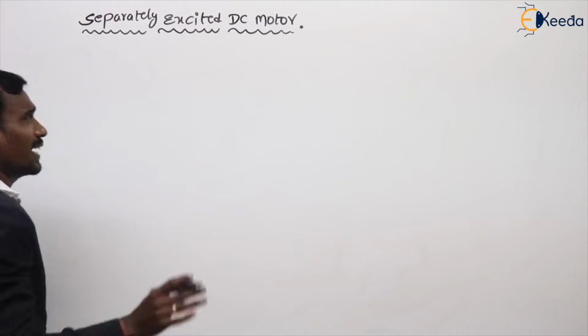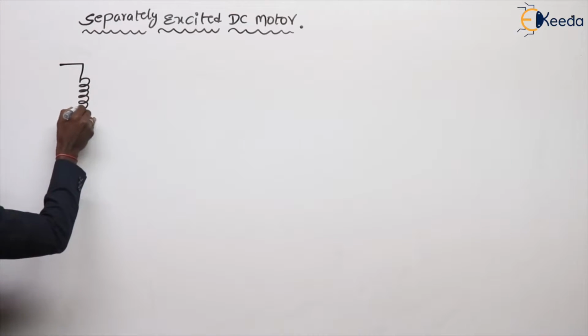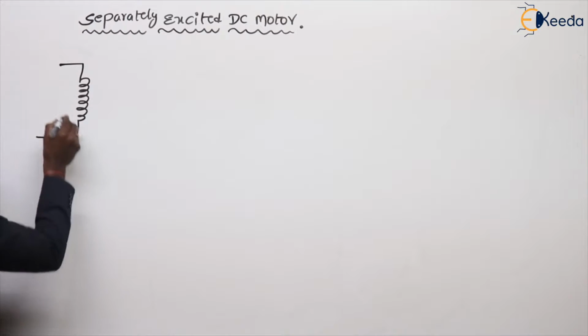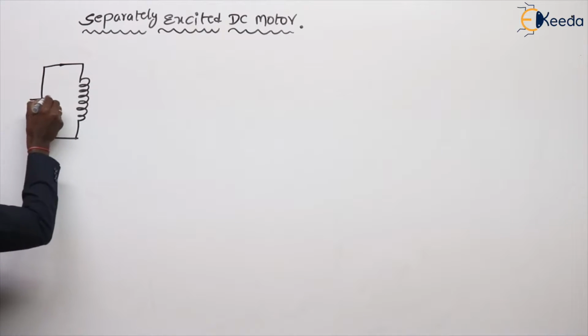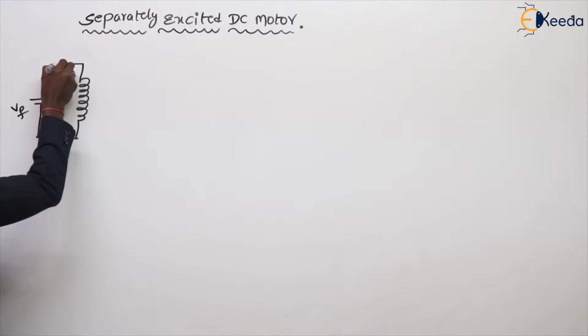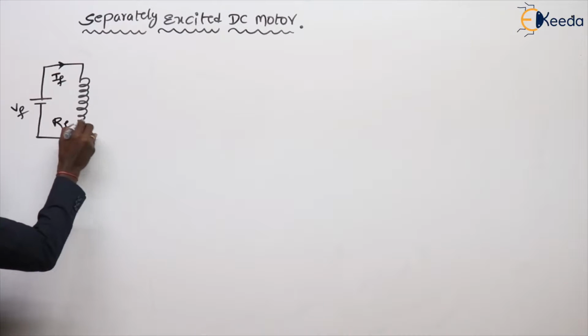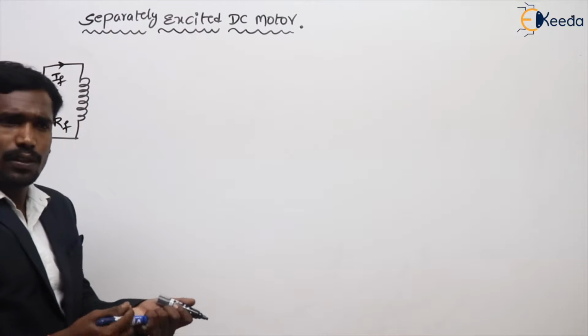I am going to draw the diagram. How is the diagram? The field winding is excited separately. This is the separate voltage source VF. Here the current flowing is IF, and this is the field winding resistance RF.